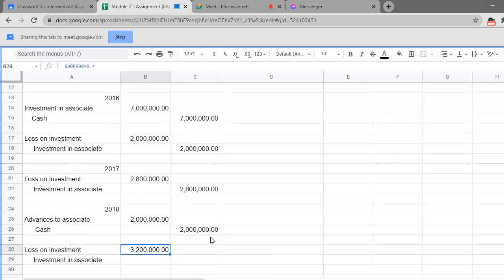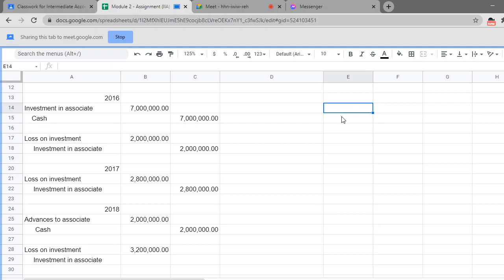But take note, this is what the standard says. If the investee, the company whose shares we bought, has experienced losses, we are going to record the loss on such investment up to the amount of our investment. So it means we cannot go beyond our investment.